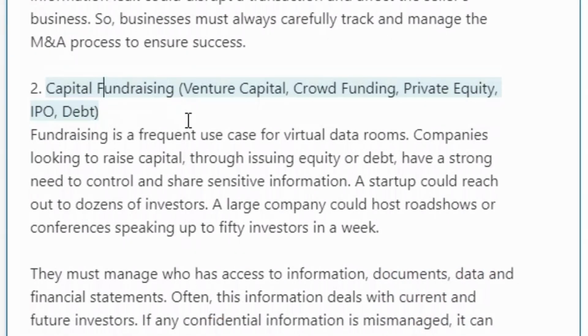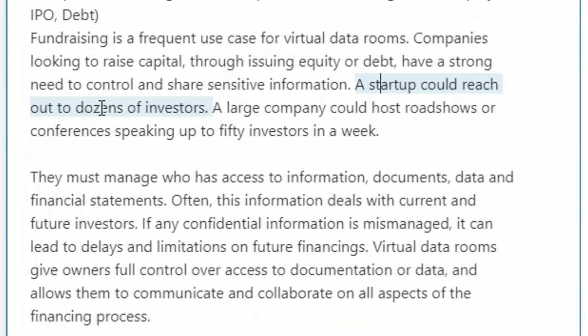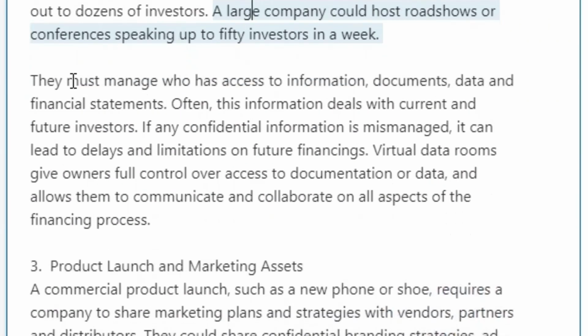2. Capital fundraising: venture capital, crowdfunding, private equity, IPO, debt. Fundraising is a frequent use case for virtual data rooms. Companies looking to raise capital, through issuing equity or debt, have a strong need to control and share sensitive information. A startup could reach out to dozens of investors. A large company could host roadshows or conferences speaking to up to 50 investors in a week.